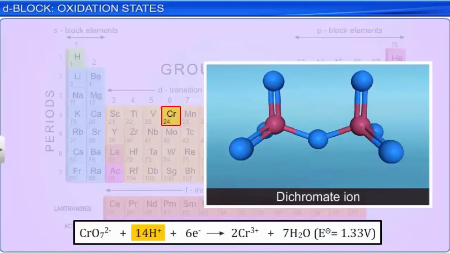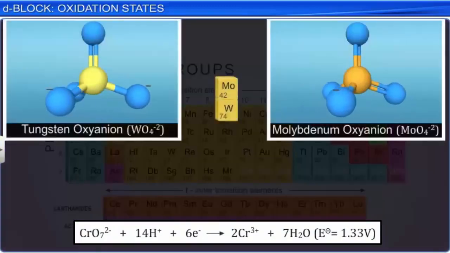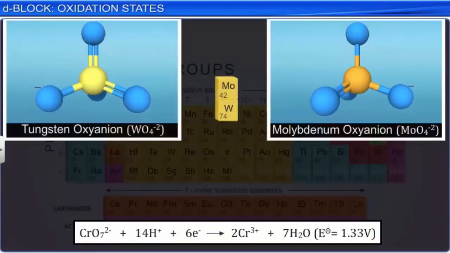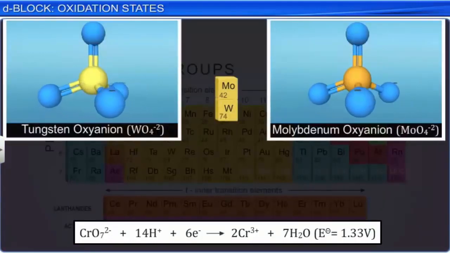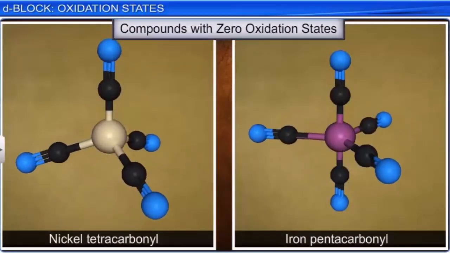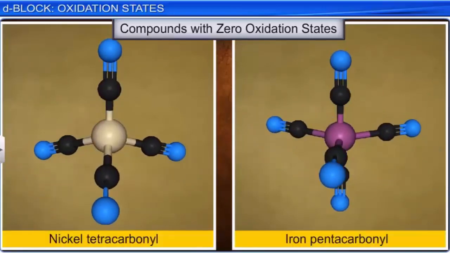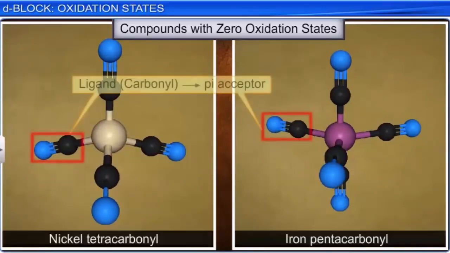Some transition metals also show zero oxidation states in complexes like carbonyls, where the ligand acts as a pi acceptor. Nickel tetracarbonyl and iron pentacarbonyl, shown here, are 2 examples of a transition metal in zero oxidation state.